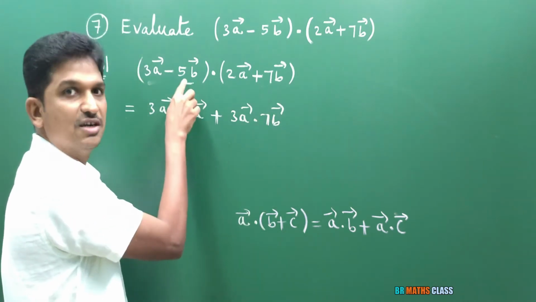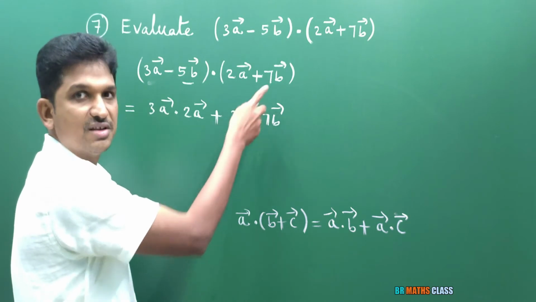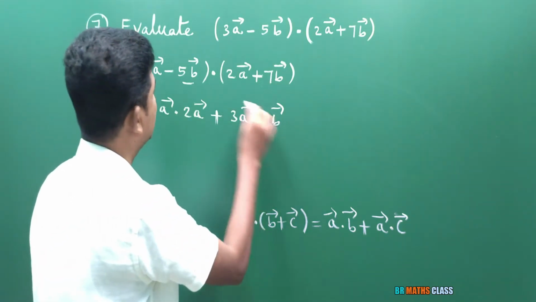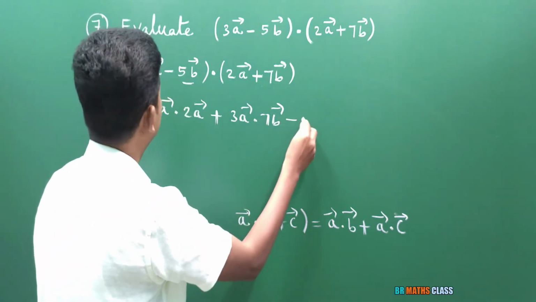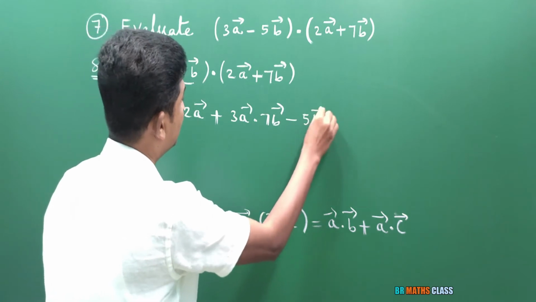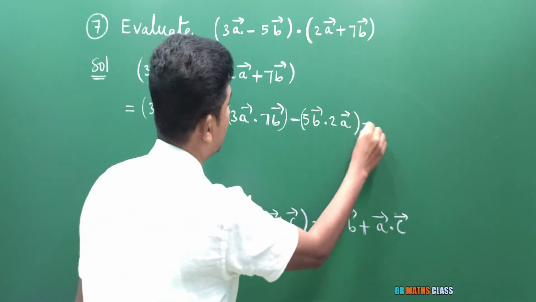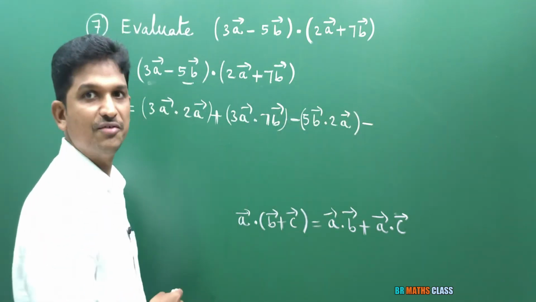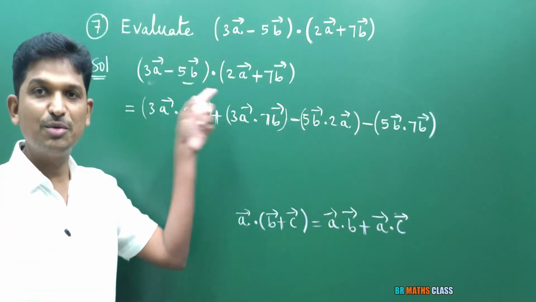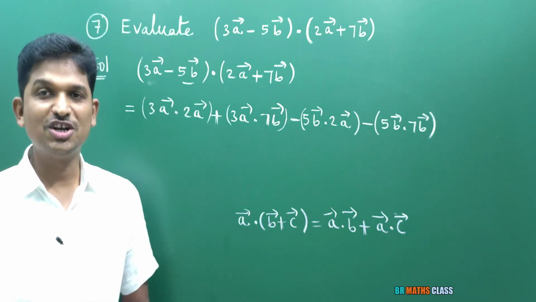Now you take the next term and multiply with both the terms of this. Then you will get like this: minus of plus is minus 5B bar dot 2A bar, and minus of plus is minus 5B bar dot 7B bar. Just like a normal multiplication, but actually it is not normal multiplication.